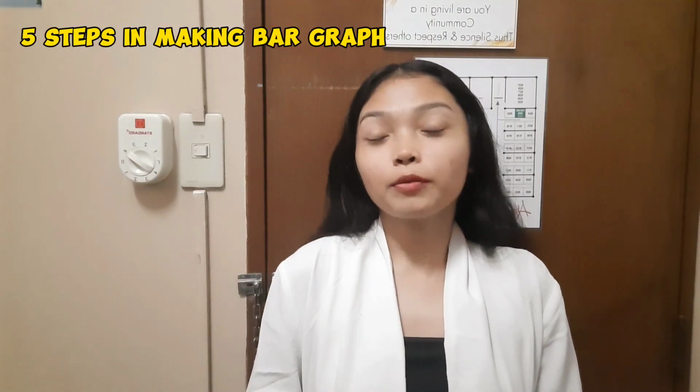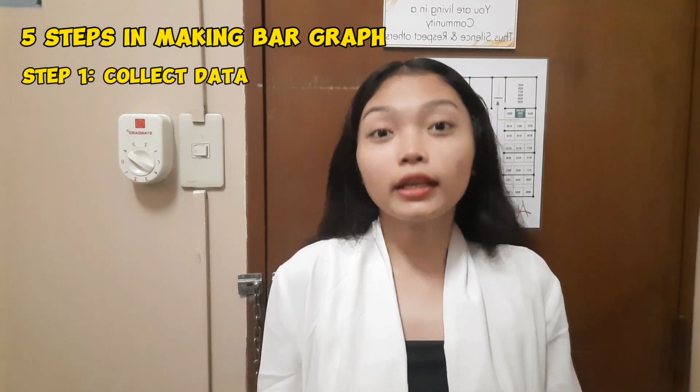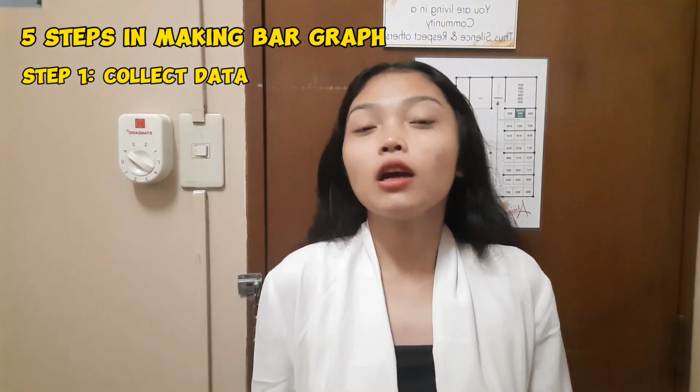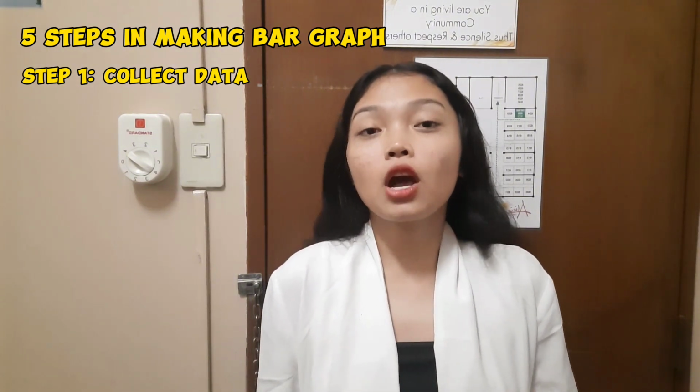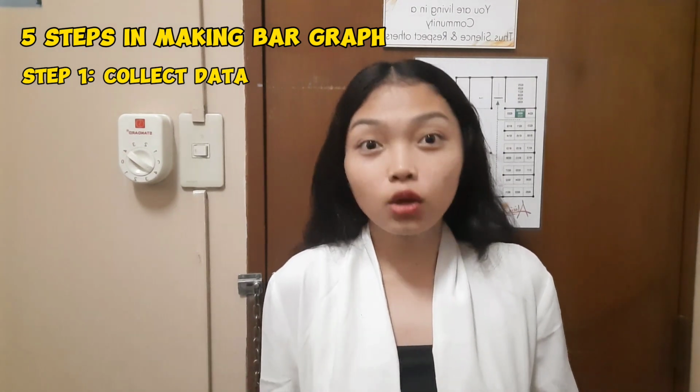These are the 5 steps on how to make a bar graph. Step 1, collect data. The first step in drawing any graph is to collect data. Since it's a bar graph, it is a comparative study. Make sure you collect data for all the categories.